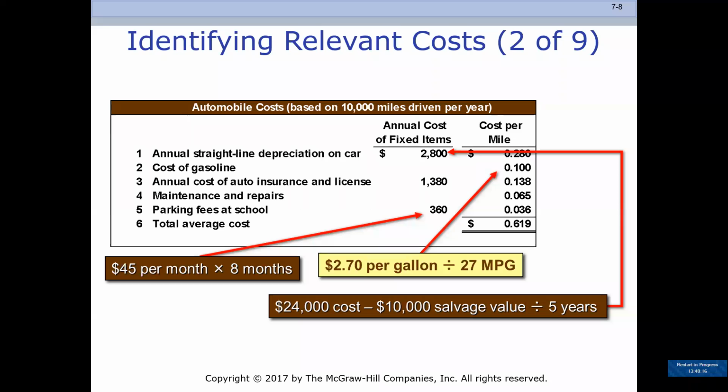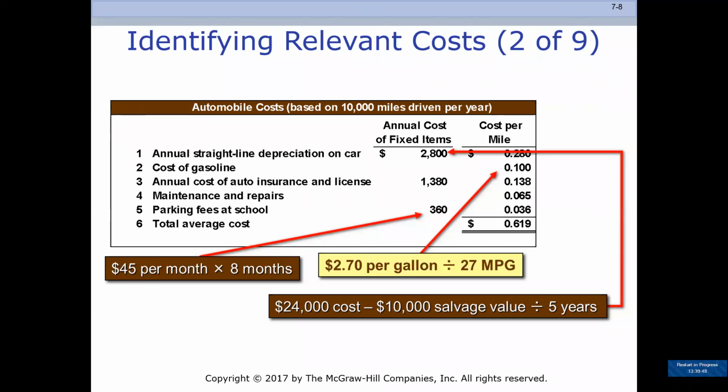Cost of gasoline is 10 cents a mile. Annual cost of auto insurance and license, $1,380. If she drives 10,000 miles a year, that's 13.8 cents per mile. Maintenance and repairs, 0.065 per mile. Parking fees at school, 360 per year, 45 a month times 8 months.